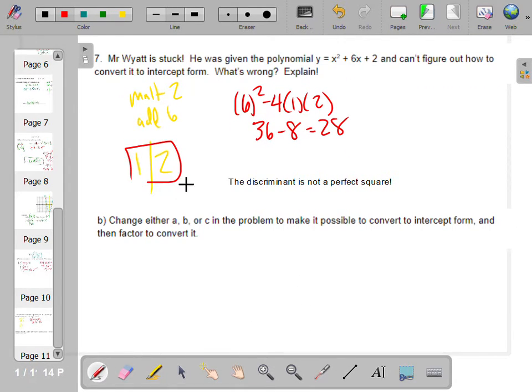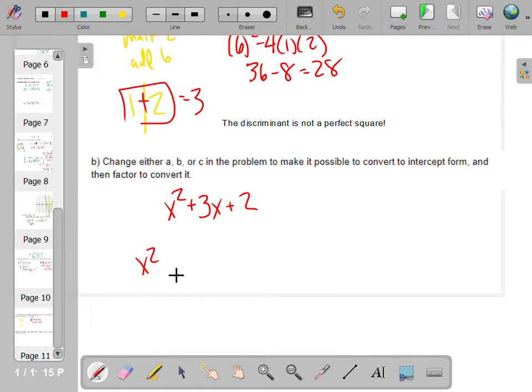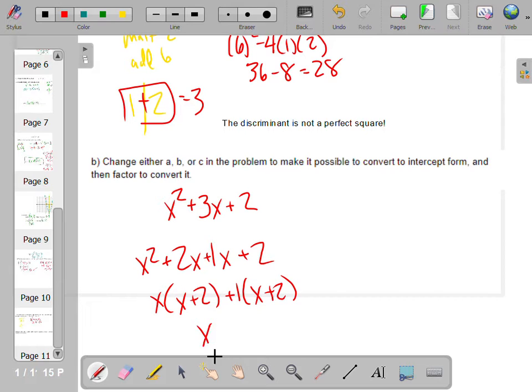Well, I do know that if these two numbers add up to 3 when you add them up. So what if I changed it to be x squared plus 3x plus 2? Then I could split the middle with 2x and 1x. And then I could factor it, (x plus 2)(x plus 1). Hey, look at that, it works this time. So (x plus 1)(x plus 2).